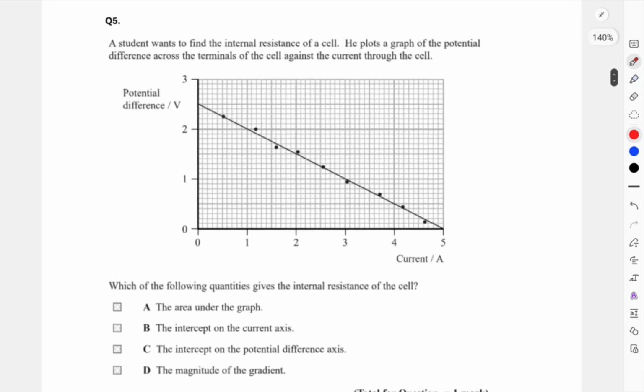This one says that a student wants to find the internal resistance of a cell. He plots a graph of the potential difference across the terminals of the cell against the current through the cell. Okay, which of the following gives the internal resistance of the circuit? Now over here, potential difference, current, right? This potential difference is actually the potential difference across that fixed resistor which was connected in series with that internal resistance. Now in this situation, the formula was always represented like this.